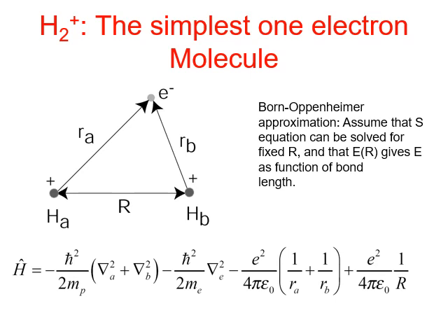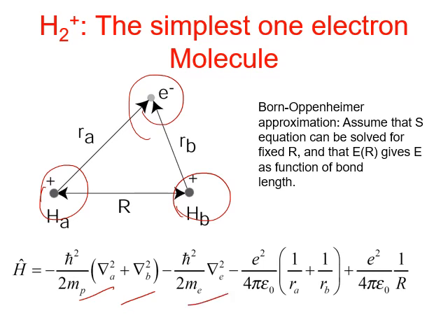We start with the simplest molecule, the hydrogen ion, where we have two protons, proton A, proton B, and one electron. The Hamiltonian operator contains the kinetic energy operator for proton A, proton B, and the electron, and the potential energy operator due to the attraction force of the electron with proton A, proton B, and the repulsion force between the two protons.